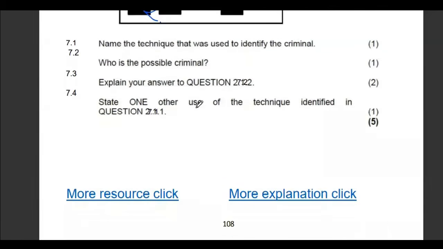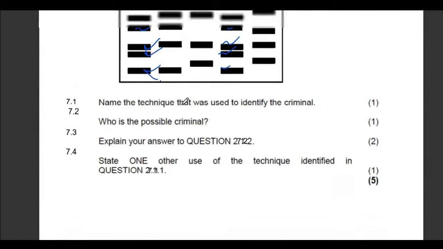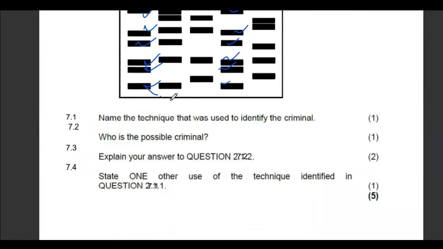So stage 1: state another use of the technique identified in the question above, meaning the DNA profiling. What is it used for?